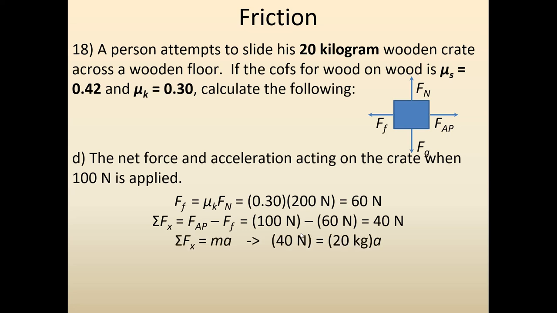I can then set this into the equation F net equals ma, or sum of the forces in the x equals ma. 40 newtons in for Fx, 20 kilograms for the mass. So I end up getting the net force being 40 newtons and the acceleration being 2 meters per second squared. So this is just how you can see a friction question.